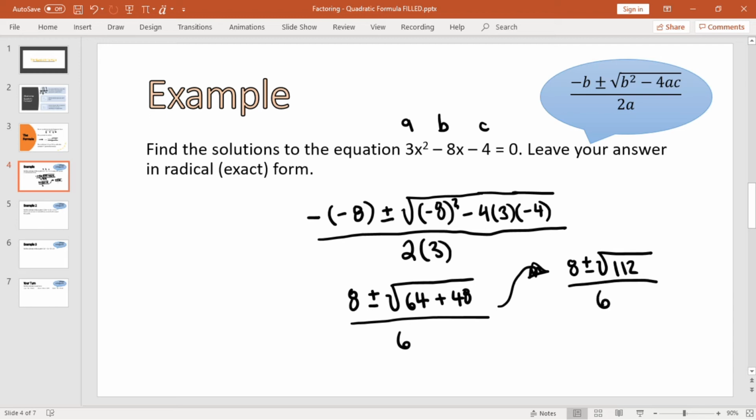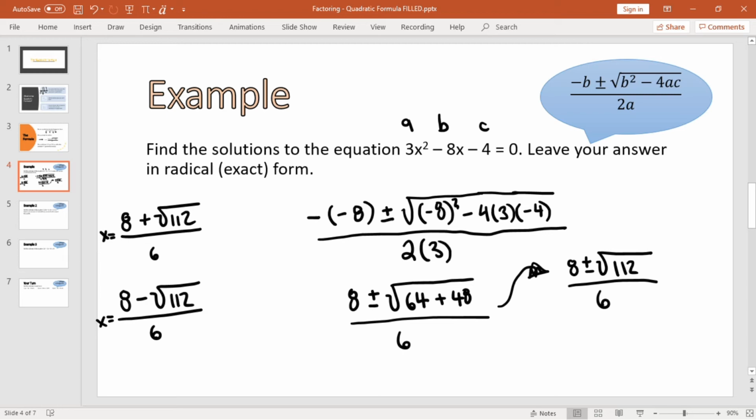Okay, so that's how I might report that at this level, having not taken a radicals unit or done anything about simplifying radicals. What that means is I have two roots. One of them is 8 plus this value over 6, and one of them is 8 minus the root of 112 over 6. So that's what x is equal to in order to make that equation true. And those are the x-intercepts, or the roots, or the solutions.